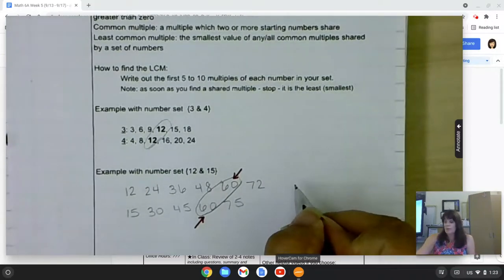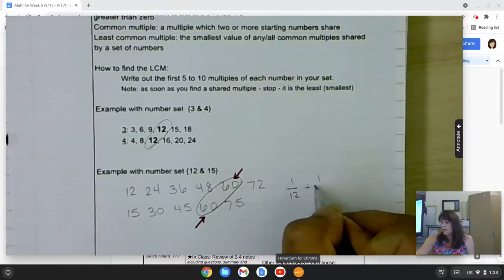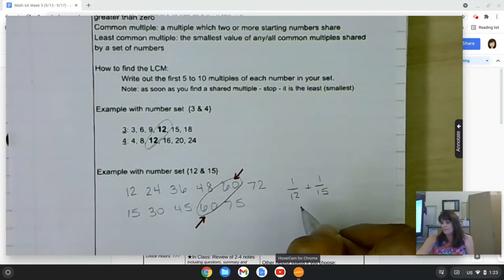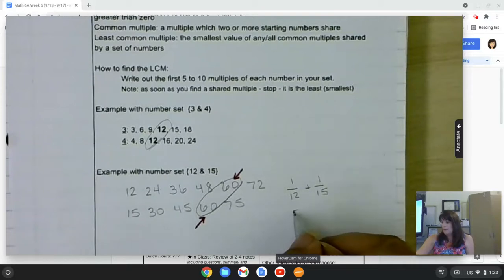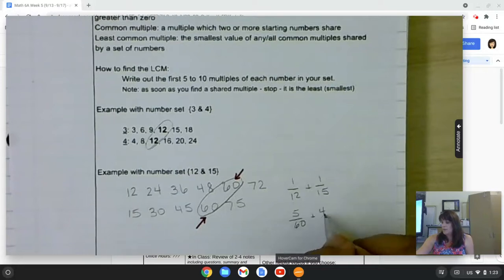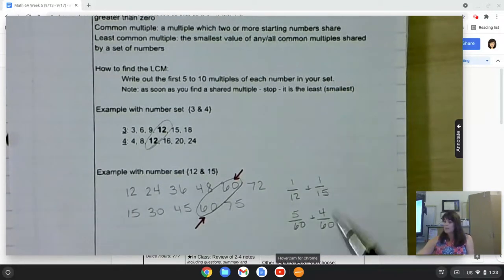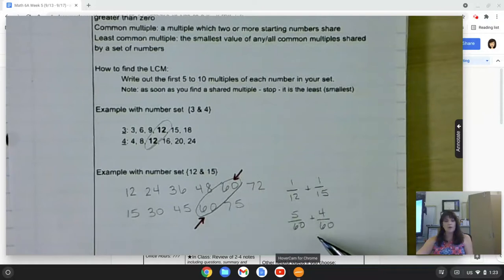So what we've been using it for a long time is if I had 1/12 plus 1/15, that'd be 5/60ths plus 4/60ths. Now, nobody really wants to do that problem, but you guys have been using this forever. And it's going to give you a nice simplified answer, or almost simplified. We get down to 9/60ths, and then we can only simplify it the tiniest bit.